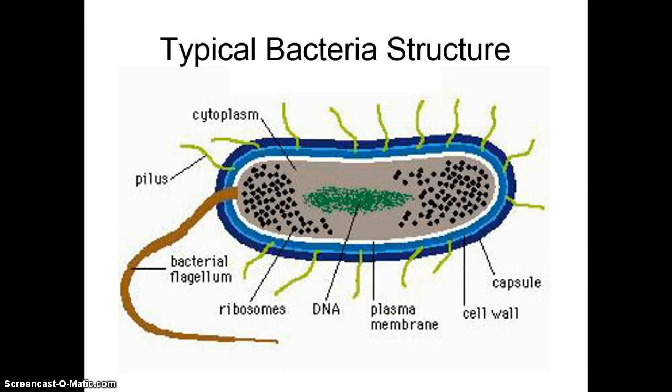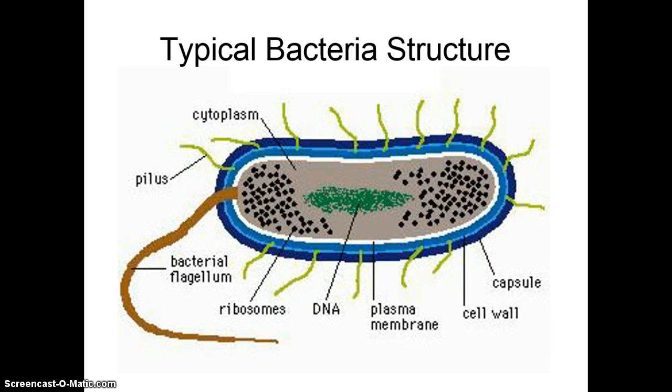So if we look at a bacteria, what are some of the typical structures we see? We see things like pili and the cytoplasm. They mostly still have DNA and a plasma membrane. They can use things like the pili and the bacterial flagellum to get around. And what's important for us in terms of diseases is the capsule and the cell wall.